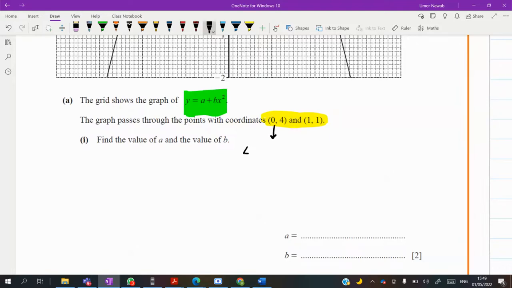So the y coordinate is 4, a plus b, x is 0 squared. So 4 is equal to a, because b times 0 will be finished. So a is equal to 4, and now you substitute the other point.